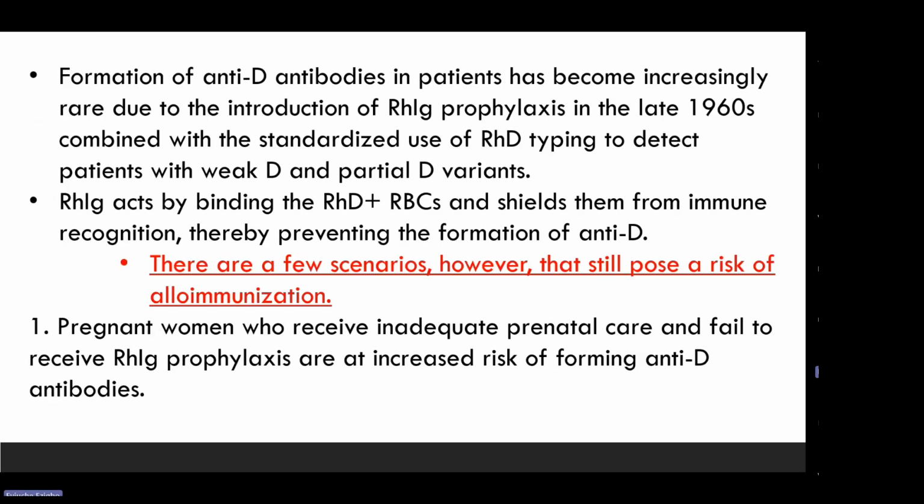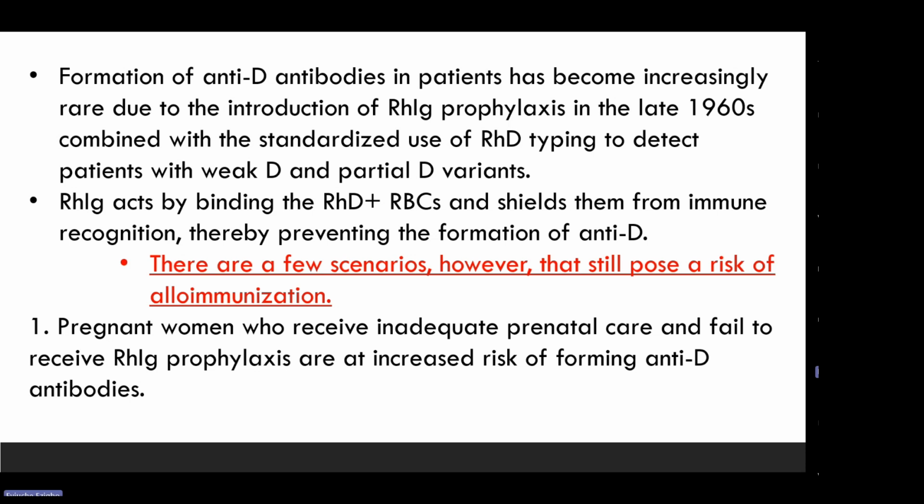Formation of anti-D antibody in patients has been increasingly rare due to introduction of the rhesus immunoglobulin prophylaxis in the late 1960s. So the formation of anti-D antibodies is under control, combined with the standardized use of rhesus D typing to detect patients with weak D and partial D variants. Because of research, mothers that are weak D or partial D, in the course of pregnancy with a positive fetus, are given rhesus immunoglobulins to prevent alloimmunization.